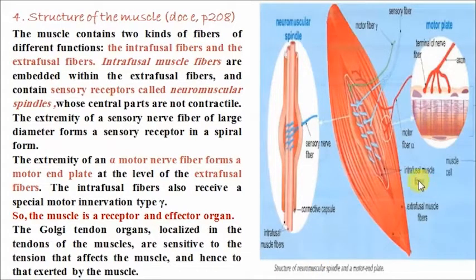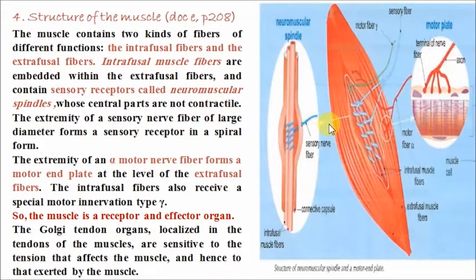Now, the intrafusal muscle fibers contain the sensory receptors, which are called the neuromuscular spindle. So if you read here with me, intrafusal muscle fiber are embedded within the extrafusal fiber and contain sensory receptor called neuromuscular spindle, whose central parts are not contractile. Not contractile means that they can't contract.